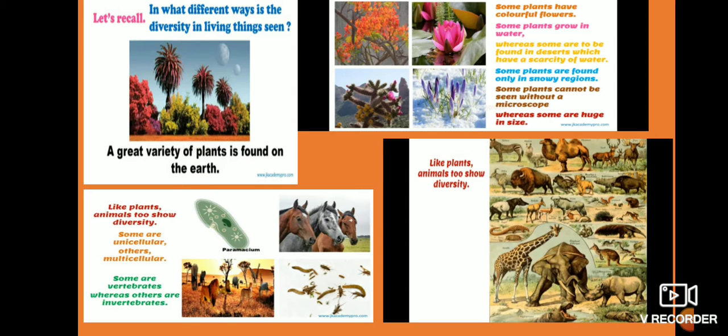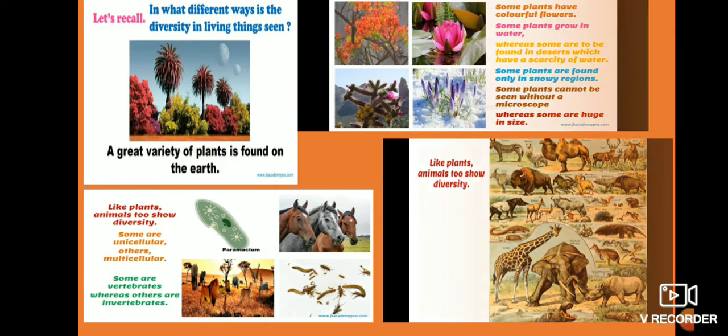Here the plants and animals show the diversity. So many plants and animals are there, they are showing the diversity. Next, this world is full of a variety of animals. They live as aquatic, terrestrial, amphibian, reptilian, aerial, etc. Aquatic means the animals which live in water. It is called aquatic.